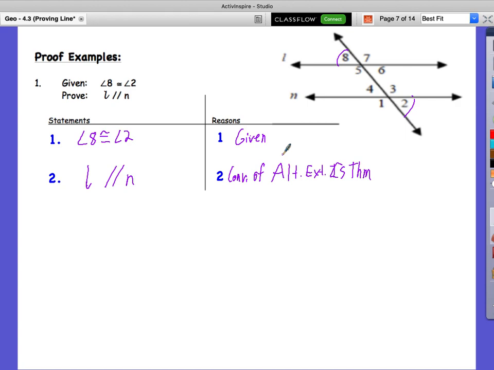So if we're trying to remember which one we have to use, think about what we're proving. Are we proving angles or are we proving lines? If we're proving angles, use the normal one. If you're proving lines, you have to change it up to make it not about angles anymore. Okay? Questions on that one? Let's go to number 2.